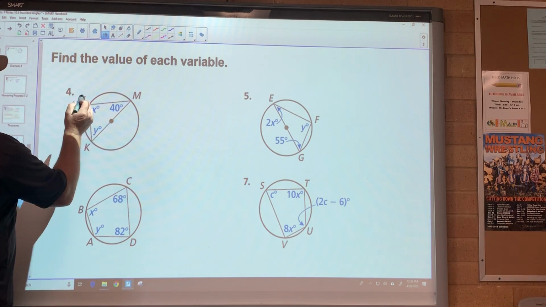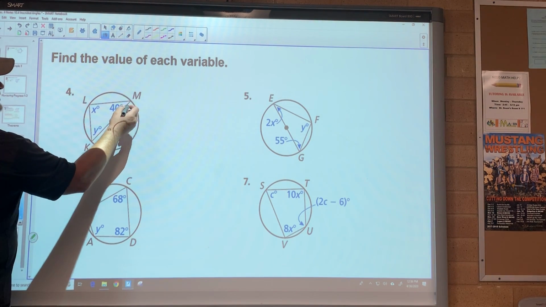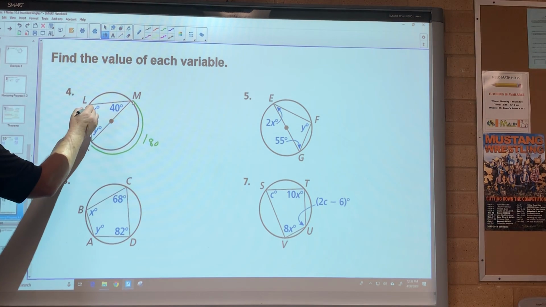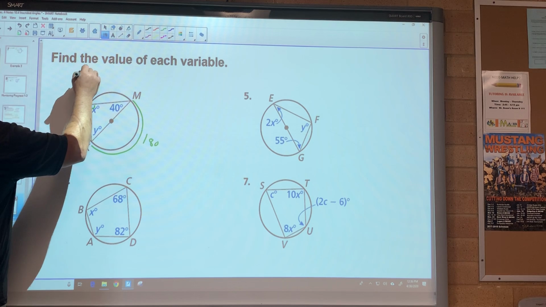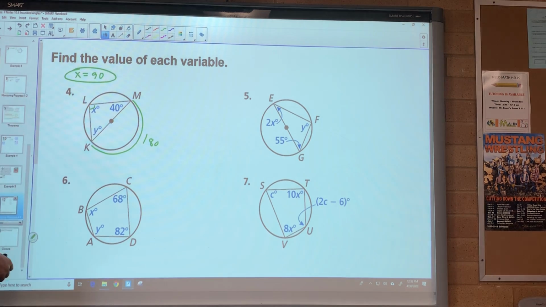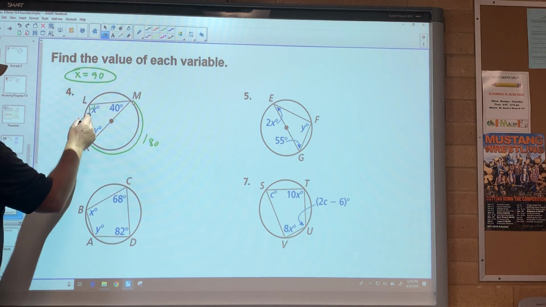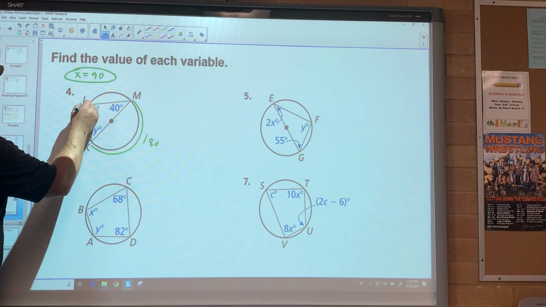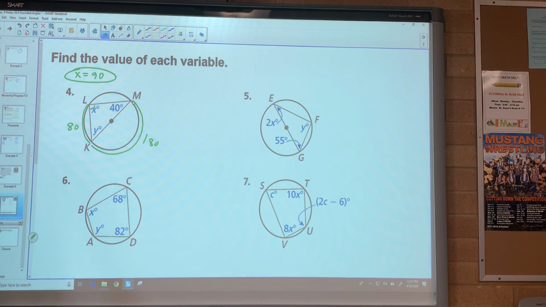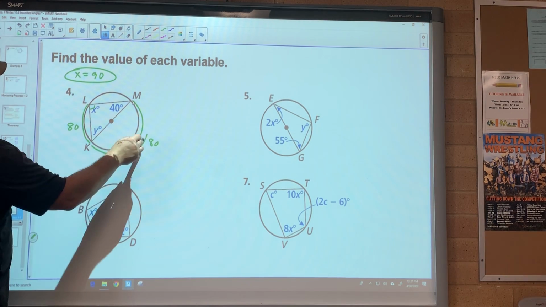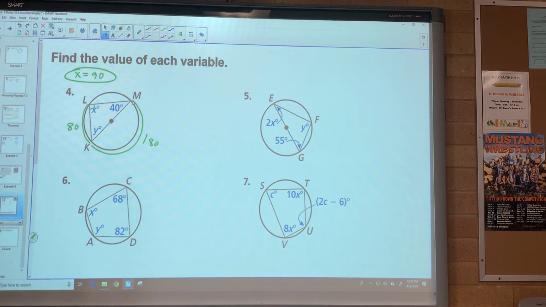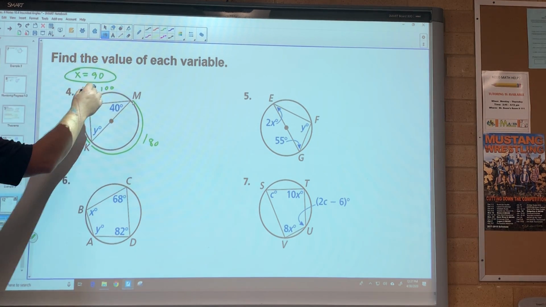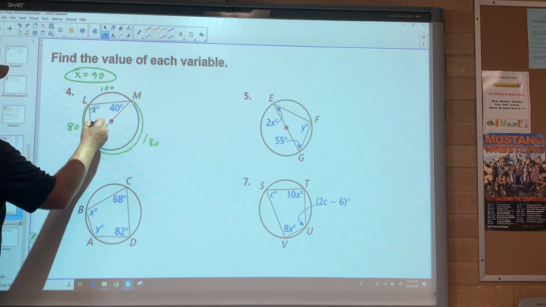All right, well, we know that this is a diameter, so this is 180 from here to here. This is inscribed, so that's got to be 90. So x equals 90, and if x is 90, and this one would be 80, this arc from here to here. So if I take that and I subtract those from 360, I would get 100. Total 360, so this has to be 50.